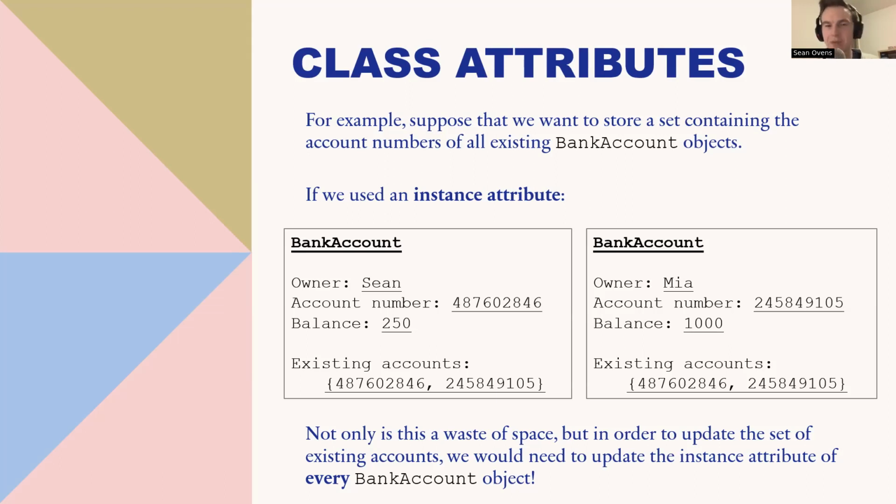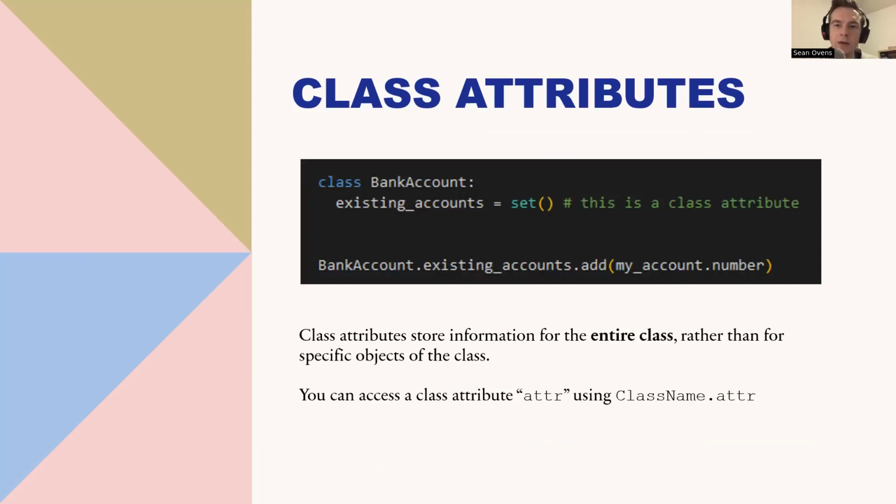But we want to avoid using global variables in object-oriented design, and we still want the set of existing accounts to be bundled up inside of our bank account class, just for the sake of code organization. To do this, we can use what's called a class attribute as opposed to an instance attribute. A class attribute stores information for the entire class rather than for a specific object of the class.